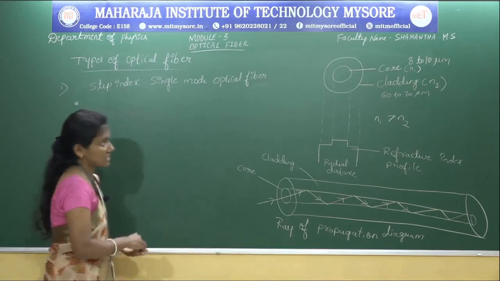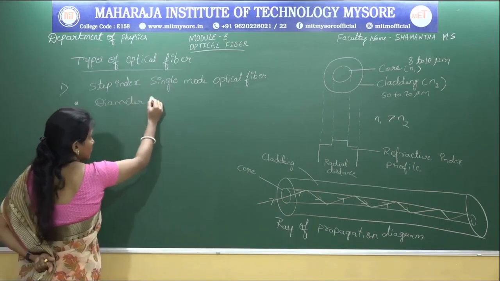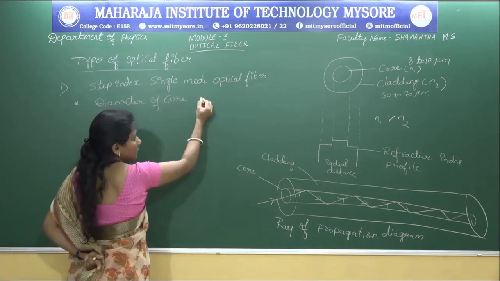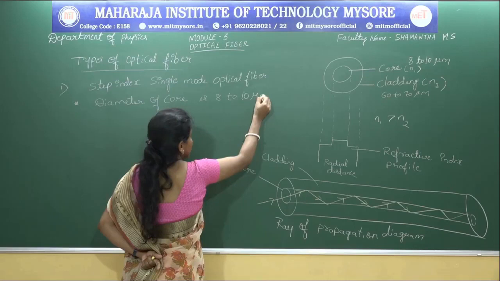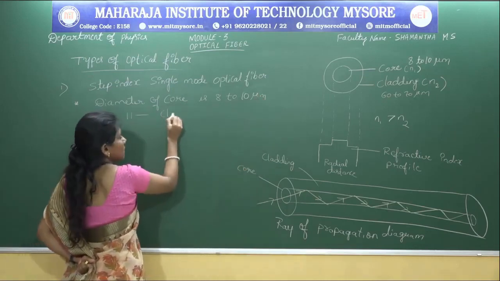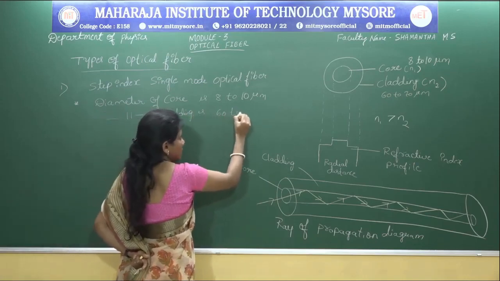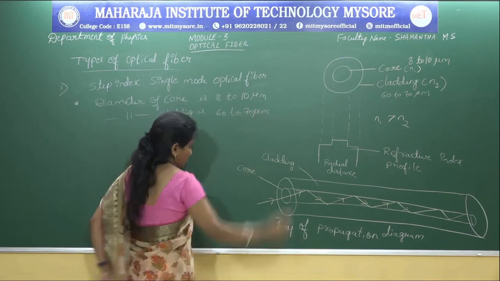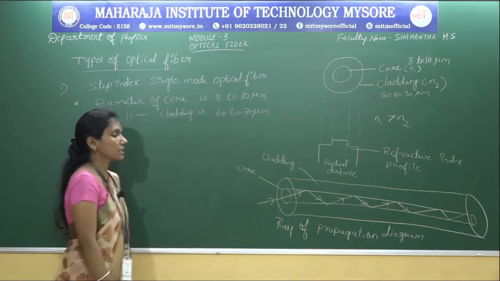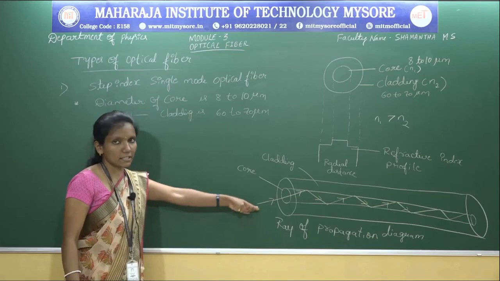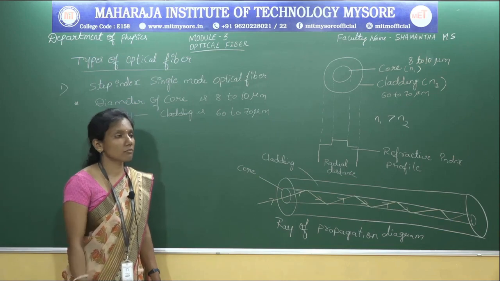First, the diameter. The diameter of the core is 8 to 10 micrometer, and the diameter of the cladding is 60 to 70 micrometer. So only a single ray of light propagates inside the optical fiber, and that's why it is called the step index single mode optical fiber.